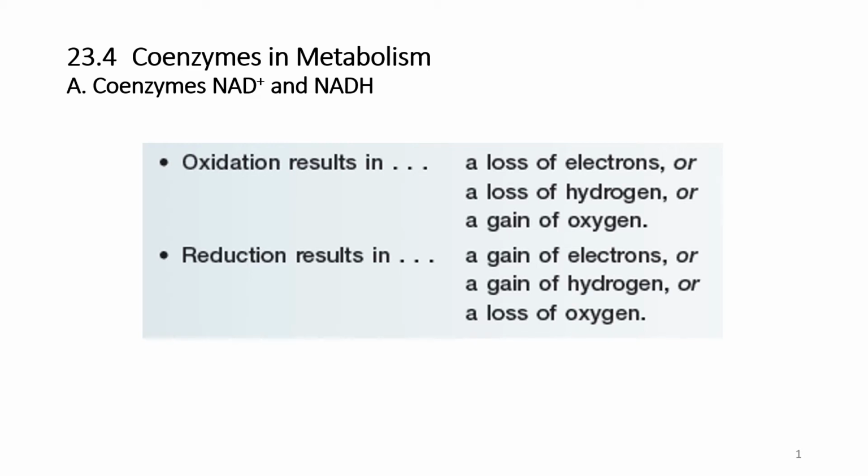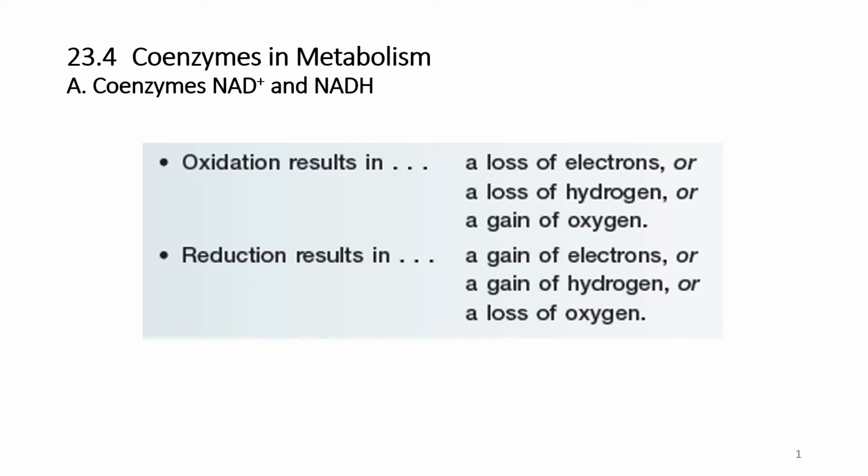So with a lot of the enzymes, the reactions that we see in these metabolic pathways are redox reactions. We have studied these before, but we're going to review the definition of oxidation and reduction before talking about these coenzymes. And these are basically electron carriers.